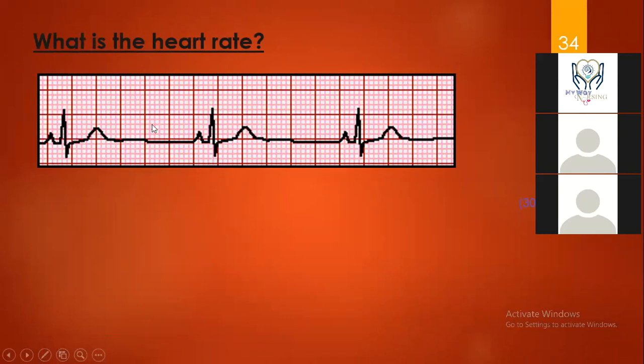Now we'll go through the heart rate. How to determine the heart rate? Count the big squares: 1, 2, 3, 4, 5. Just a second, let me mute. Okay.